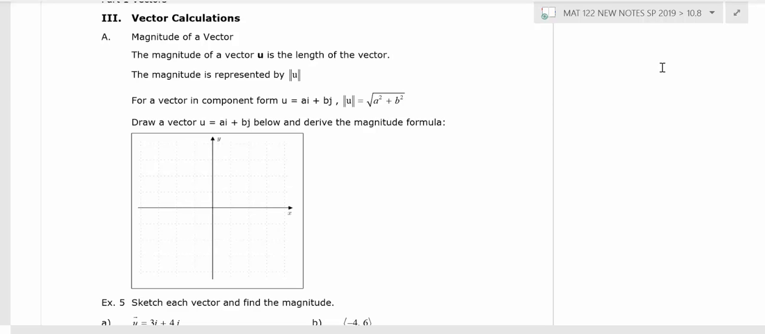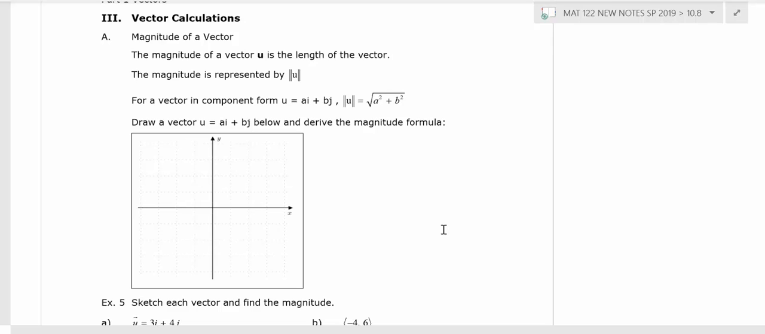So what we're going to look at is vector calculation. I'm moving on into part 3 of this, and what we're going to be doing on part 3 is doing some more vector calculations.